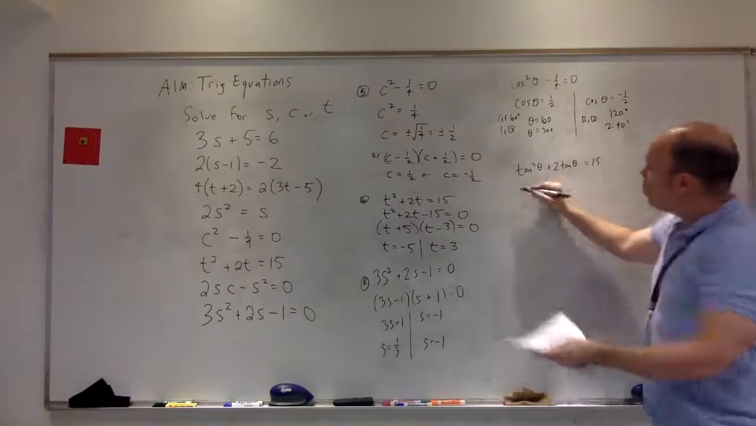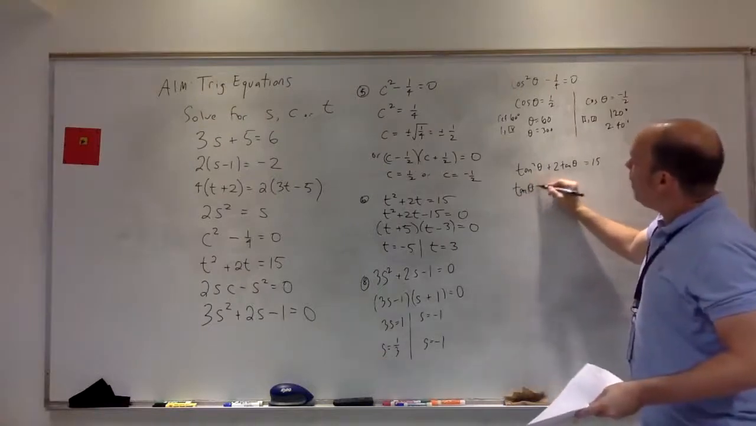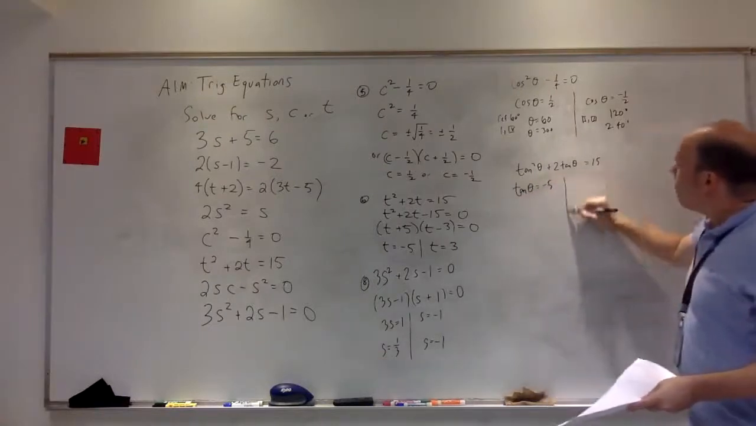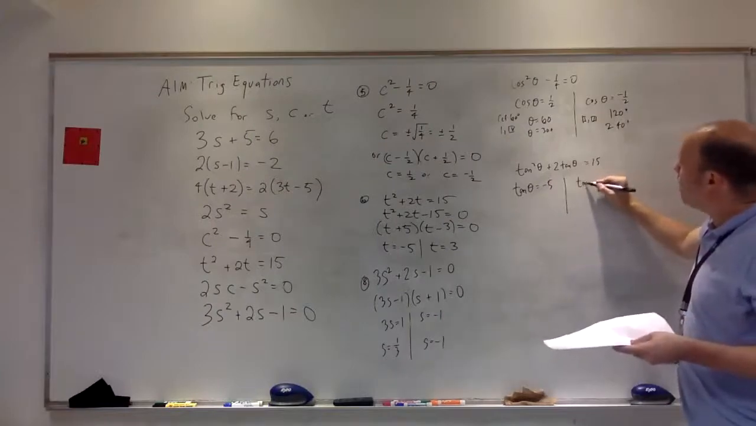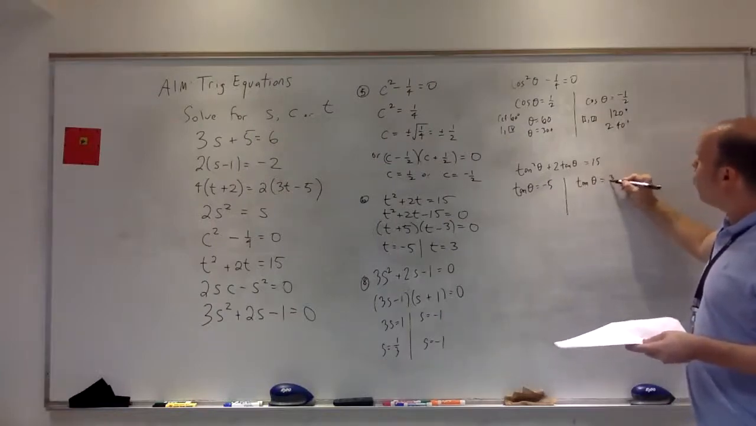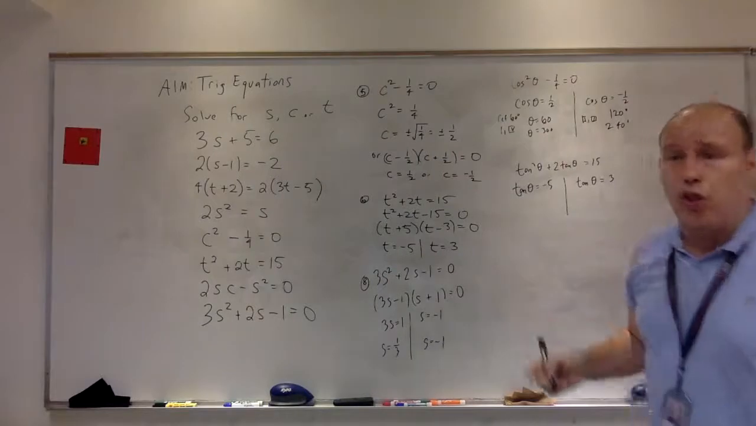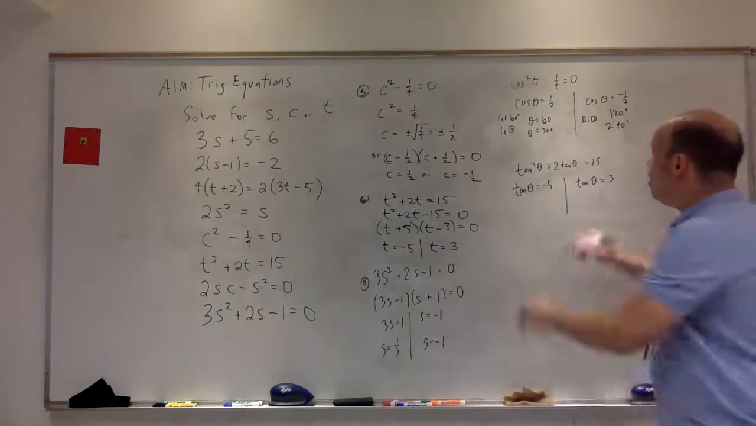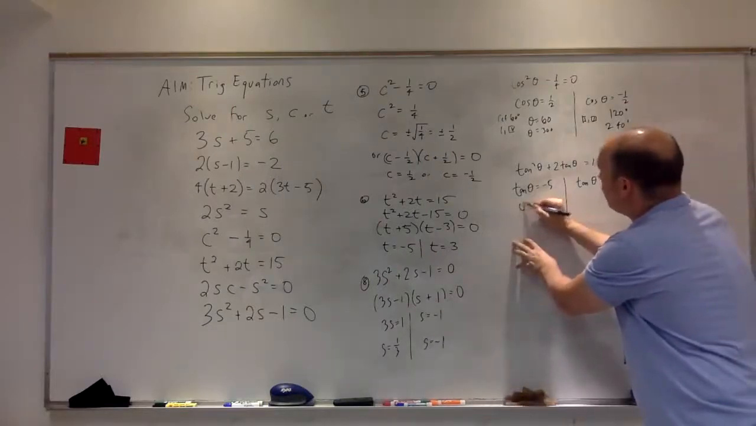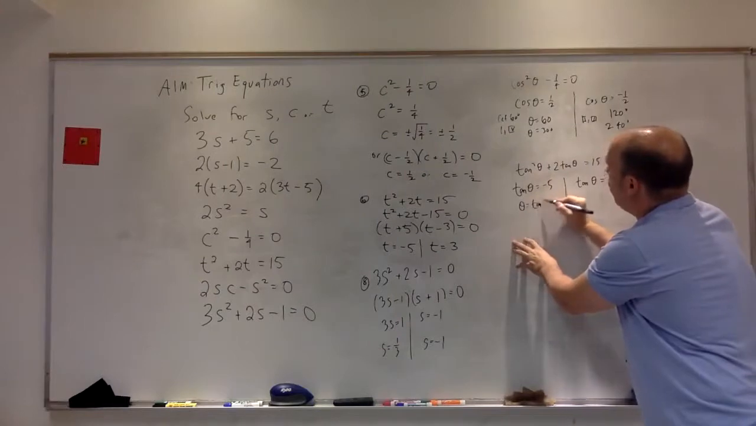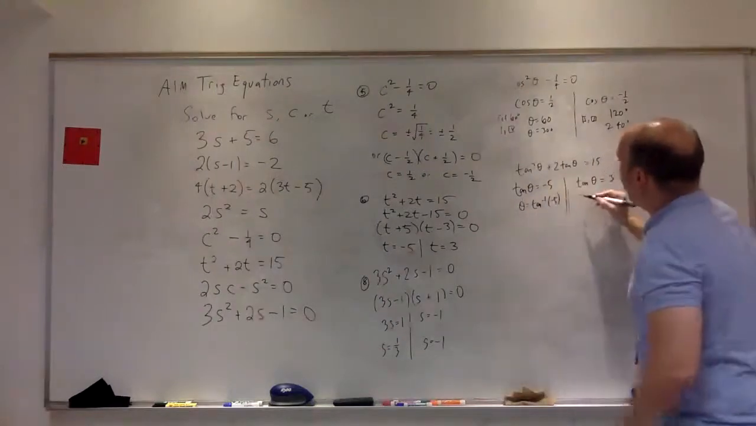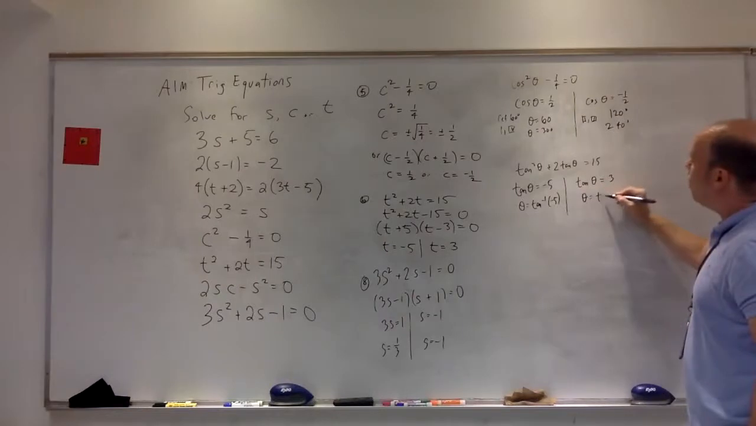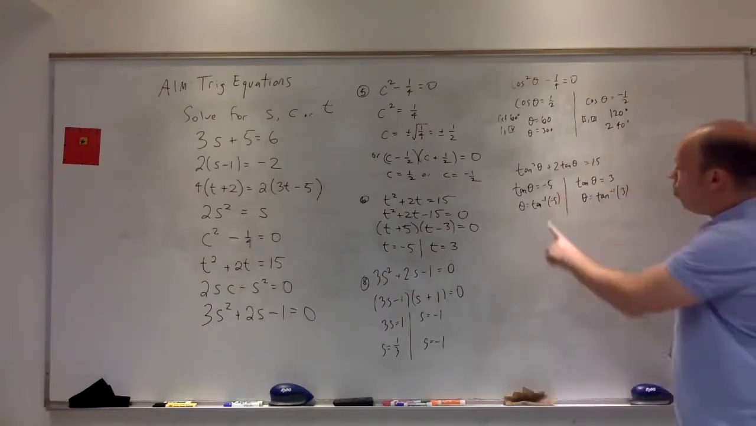We had 2 solutions. The tangent of theta equals negative 5, and the tangent of theta equals 3. These we're going to have to use the GDC. So first of all, the inverse tangent of negative 5 and the inverse tangent of 3. Now, we're looking for a negative.